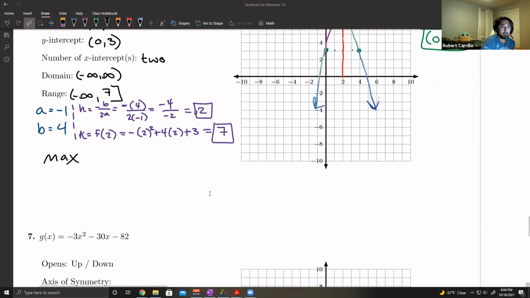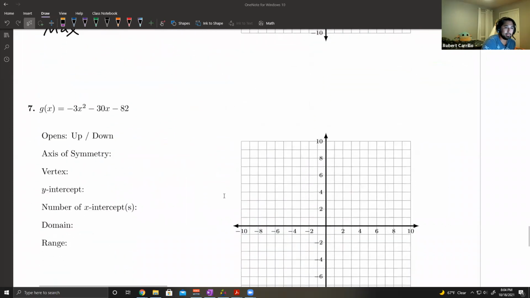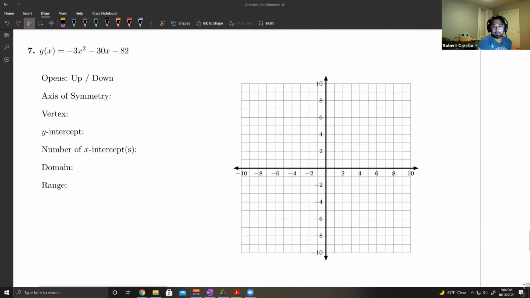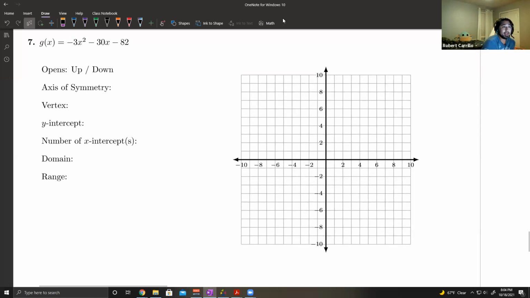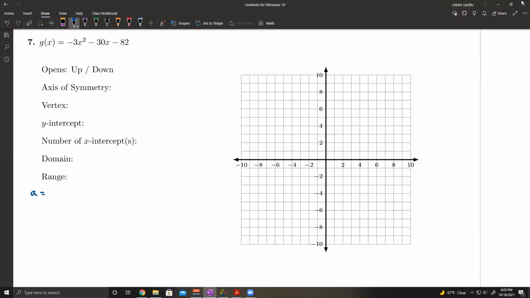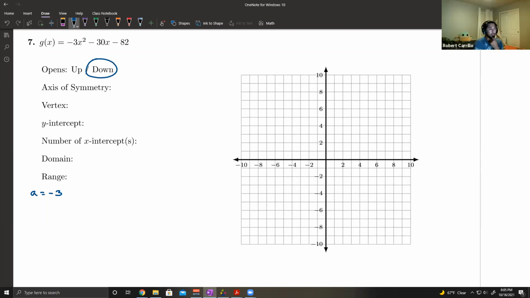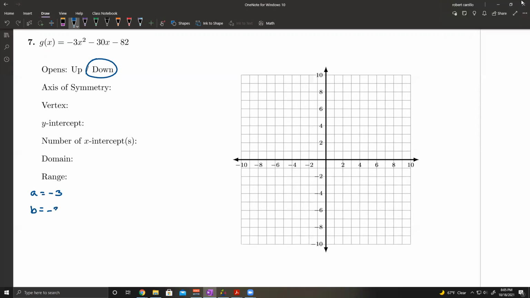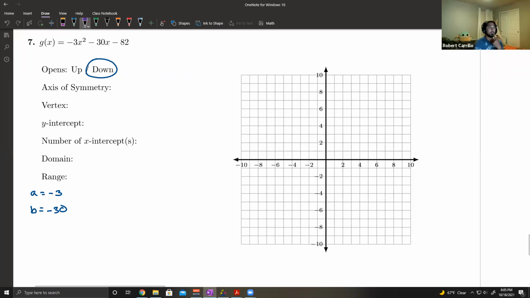Let's do it again. Bigger numbers this time. All right. Negative 3x squared minus 30x minus 82. Okay, what is the value of A? -3, which means we open down. Why all the negatives? Boo. What is the value of B? -30. All right. We got everything we need.